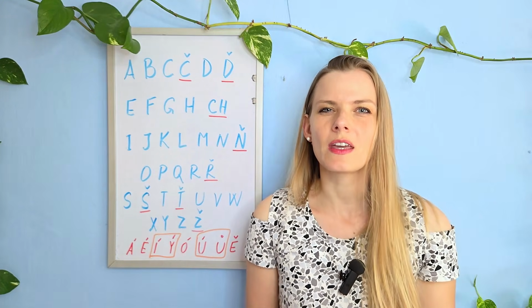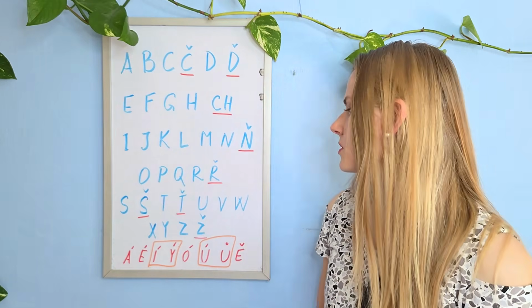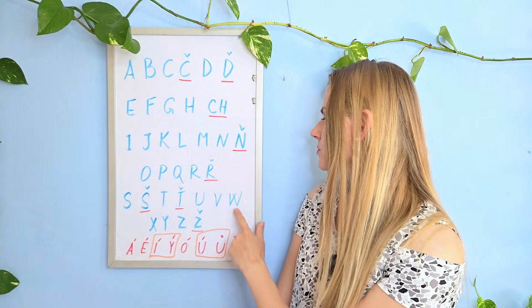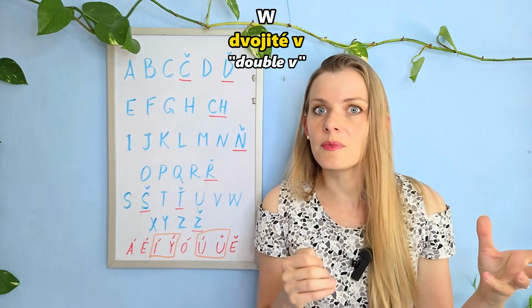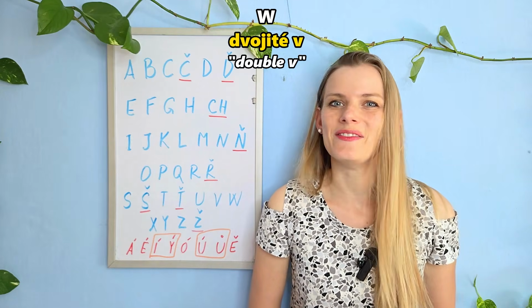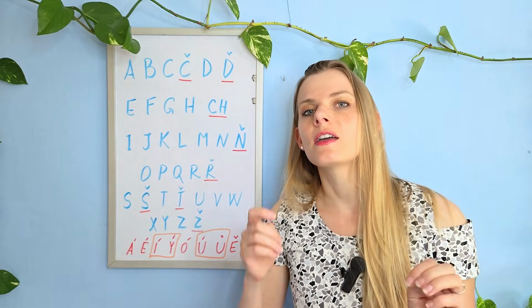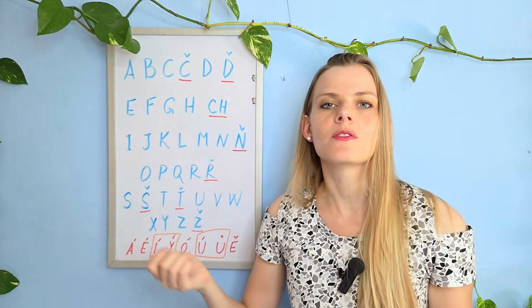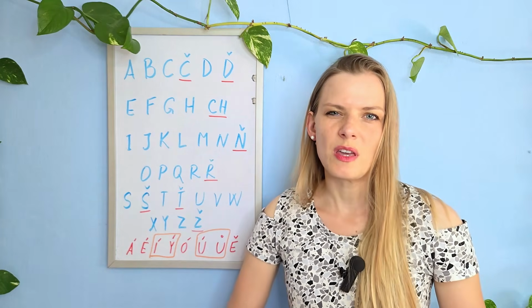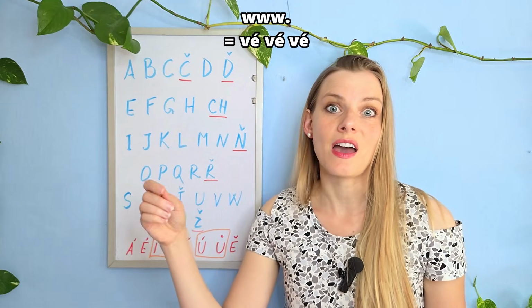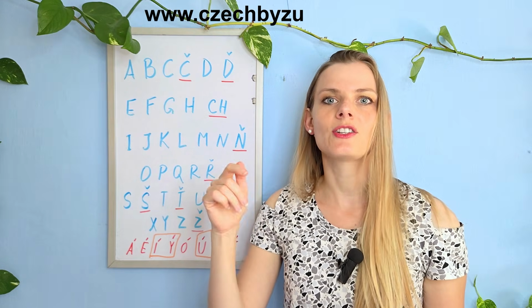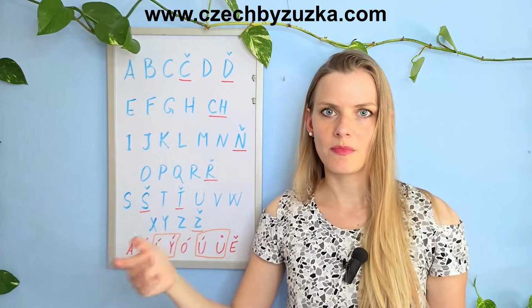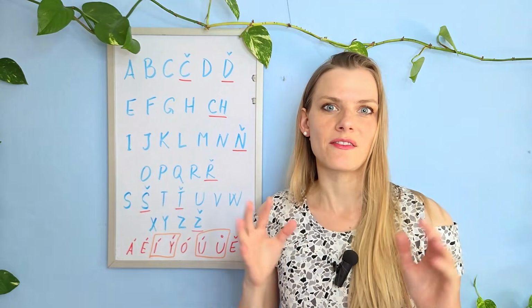Now we're going to do a little bit of spelling exercise. But first, I want you to keep something in mind. Watch out for W. In Czech, it's dvojité V. If you want to emphasize that something is spelled with dvojité V, W. However, when you say a website like www.com, for the sake of being briefer, we say www. www.czechbyzuzka.com. That's my website. We always say www.